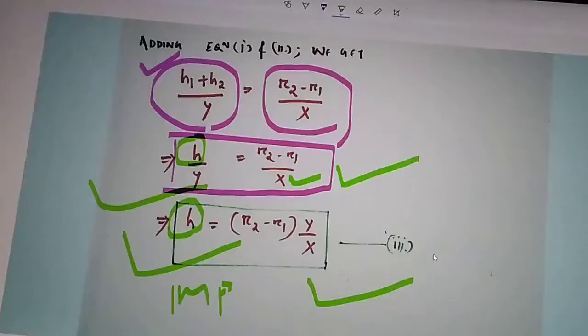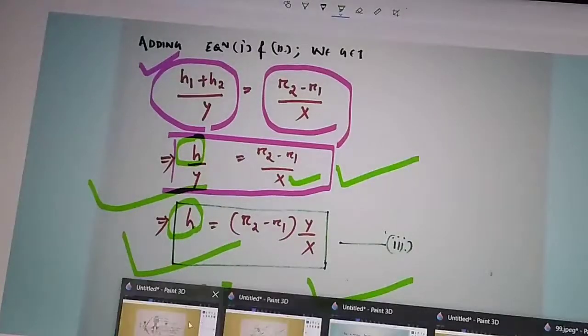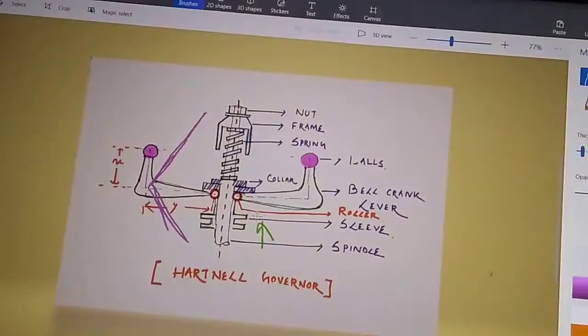So this is the most basic expression for the Hartnell governor. For that you have to consider only two positions of the governor, whether it is the minimum position or the maximum position. This is the minimum position and the maximum position will be like this.